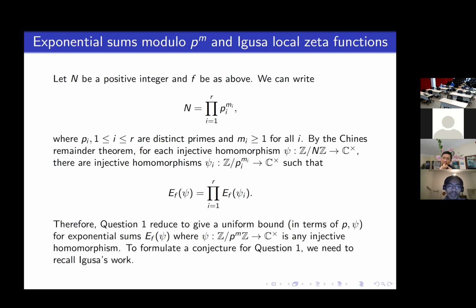So Question 1 really asks for a uniform bound in terms of p and psi for the exponential sum E_f(psi), where psi from Z over p to the m Z to C star is any injective homomorphism. To formulate a conjecture for Question 1, we will recall some works of Igusa.